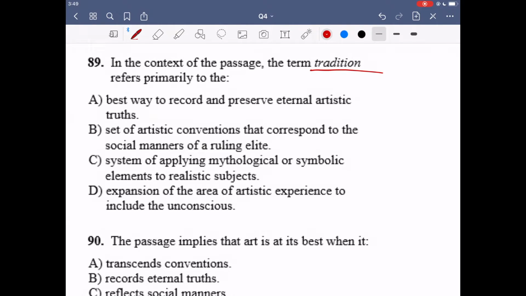Okay? So, look at a question, always try to figure out the answer in your head before you look at the passage again, because that saves time, but never choose the final answer without looking at the passage again. So I thought something slightly different for tradition than what it was, but now I know what it is. So option A is saying, tradition refers to the best way to record and preserve eternal artistic truths.